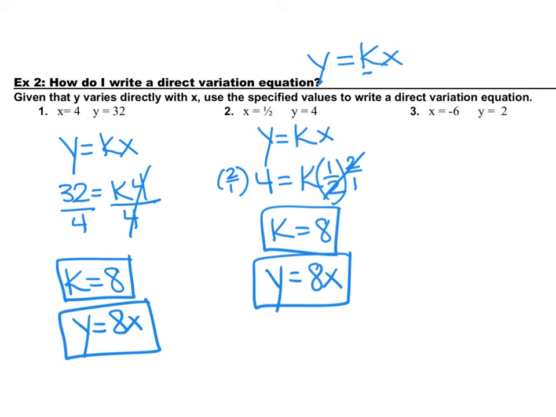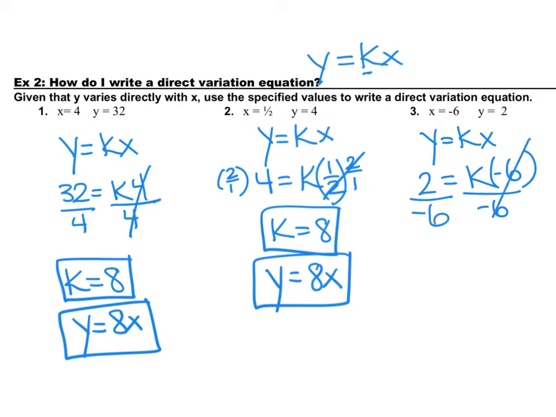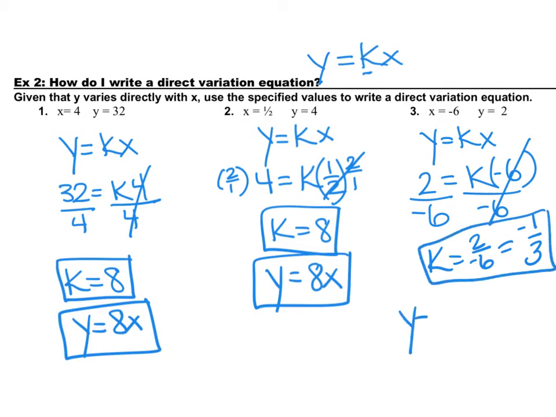And in number 3, we'll do it again. y is equal to kx. Our y is 2. I don't have my k, but I know that x is equal to -6. So let's divide by -6. And now be careful here. You have k is equal to 2 all over -6, or it doesn't matter where you put the negative. I'm going to simplify that down to just -1/3. So here's my k. So we'd have y is equal to -1/3 x for a direct variation equation.